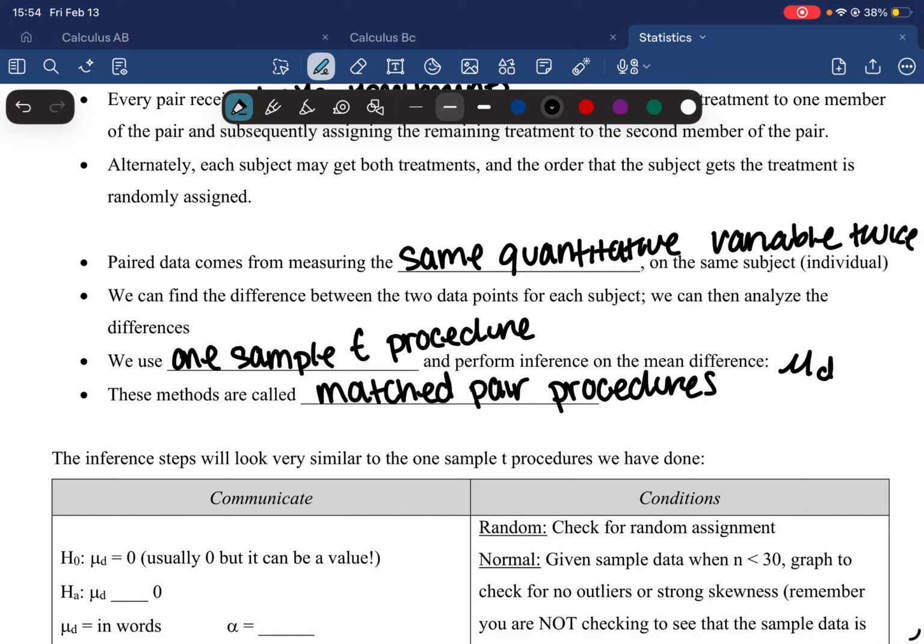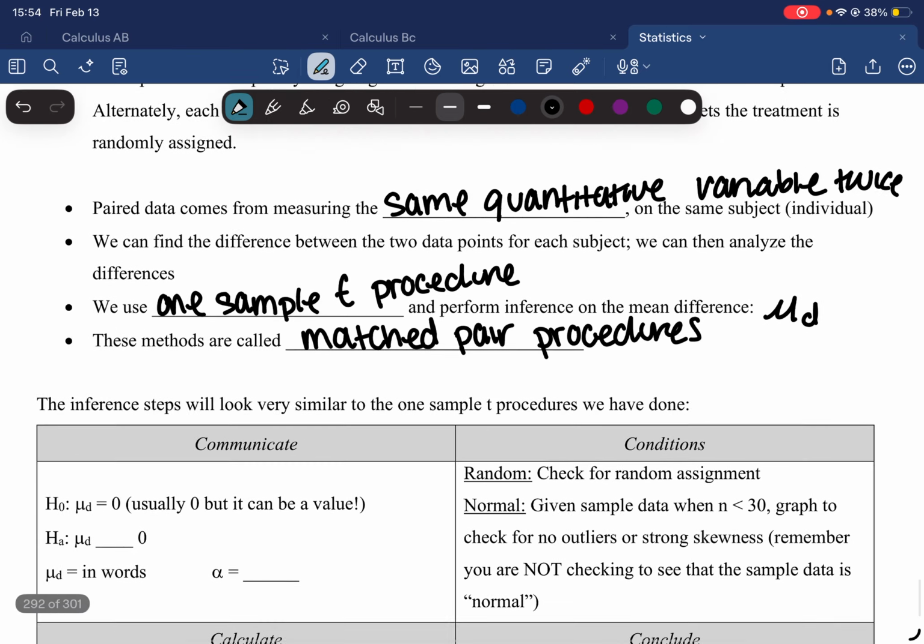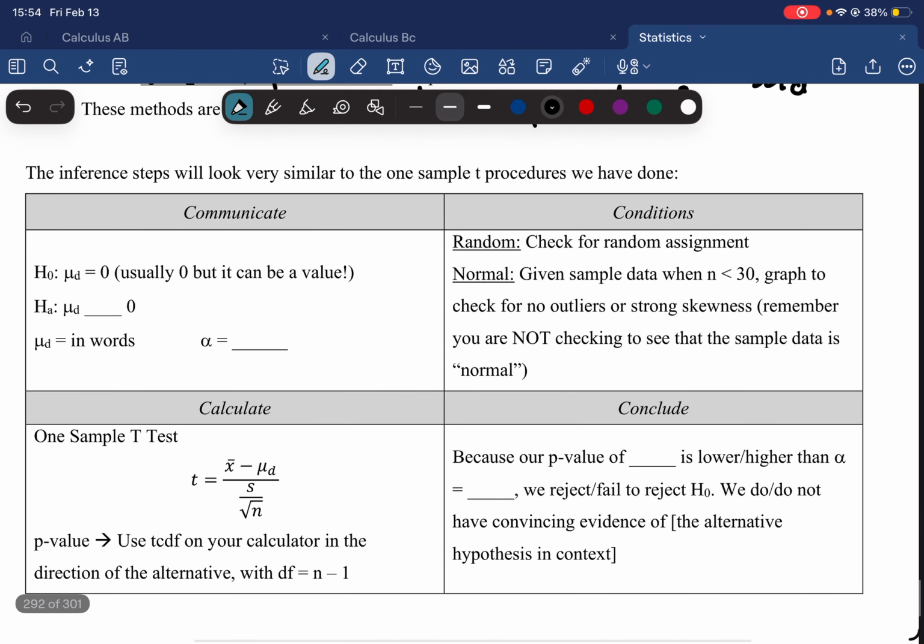The inference steps will look very similar to the one sample t procedures we've done before. So for communication, your null hypothesis is mu D is equal to 0, meaning that there is no difference. And then your alternative would be mu D less than 0, greater than 0, or not equal to 0. Then you would write your alpha, whatever alpha they give you, and then you would check your conditions.